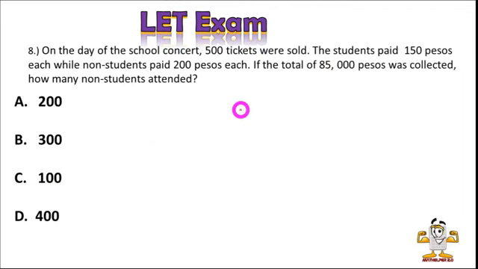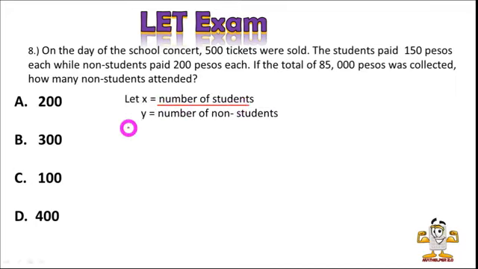Number 8. On the day of the school concert, 500 tickets were sold. The students paid 150 pesos each, while non-students paid 200 pesos each. If the total of 85,000 pesos were collected, how many non-students attended? So let x be the number of students, then let y be the number of non-students.